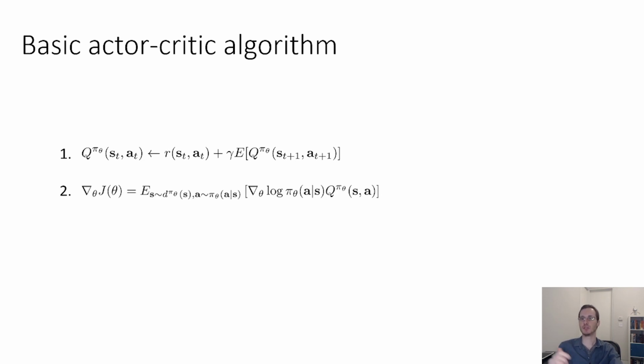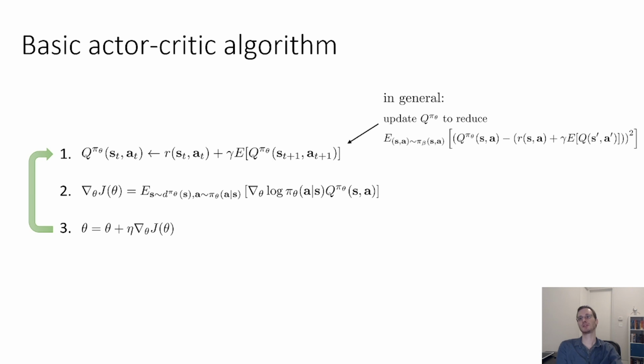And then we would use this inside the policy gradient formula to get a better estimate of the policy gradient and update our policy parameters. More generally, you don't have to calculate the Q function exactly in step one. You could update the Q function, if it's represented by a parametric function approximator, to simply reduce the difference between the left-hand side and the right-hand side of this equation.